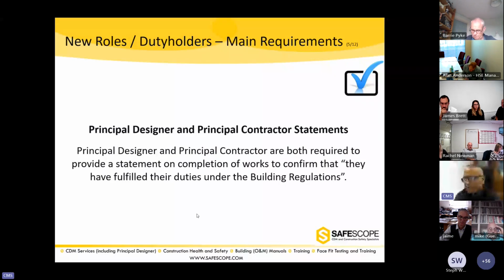Now, the principal designer and principal contractors also have to give a similar sort of statement, but their statement is a little bit different. See the difference in wording.